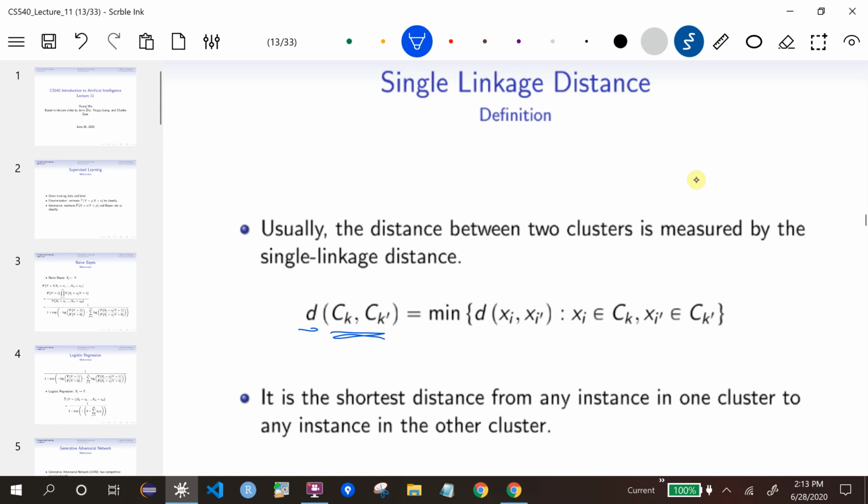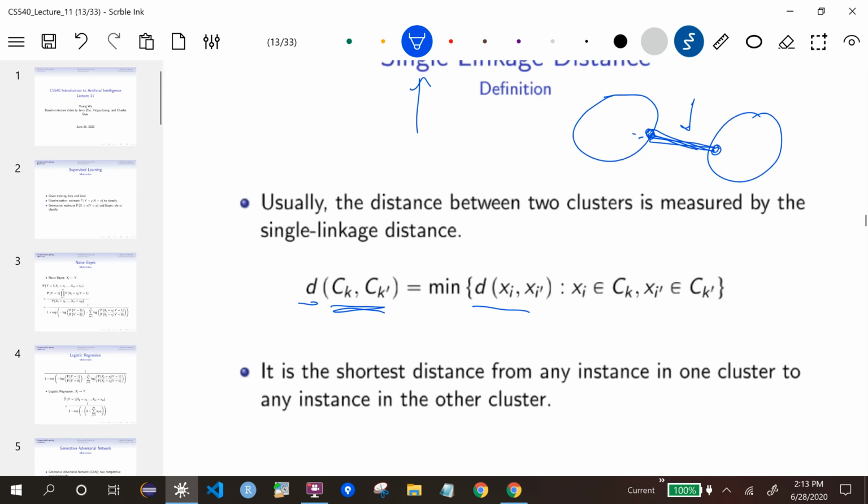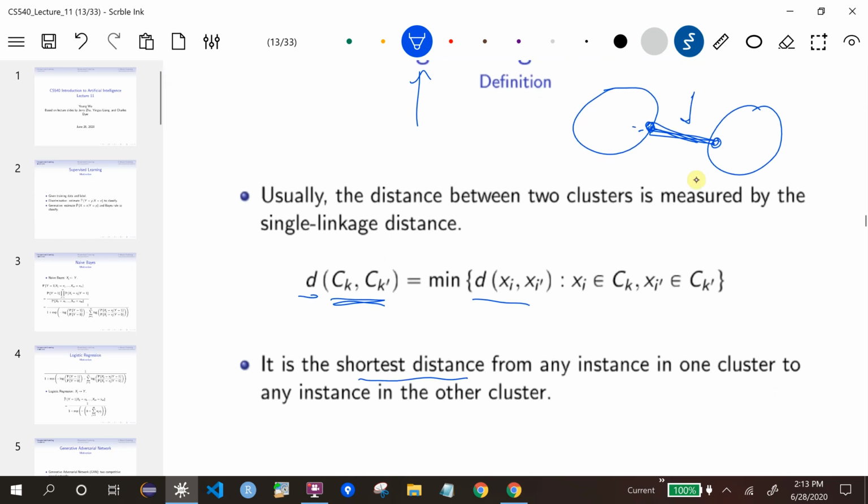So one way to do that is just use the minimum distance, and I think that's actually the most intuitive way. Suppose you have a block here or a cluster here, and you have a cluster here. The distance between these is just the distance between the closest points. So there's a point here and there's a point here. Then we just define the distance between the clusters as the distance between these 2 points. And that's called single linkage distance. It's just the shortest distance from any instance in one cluster to another.